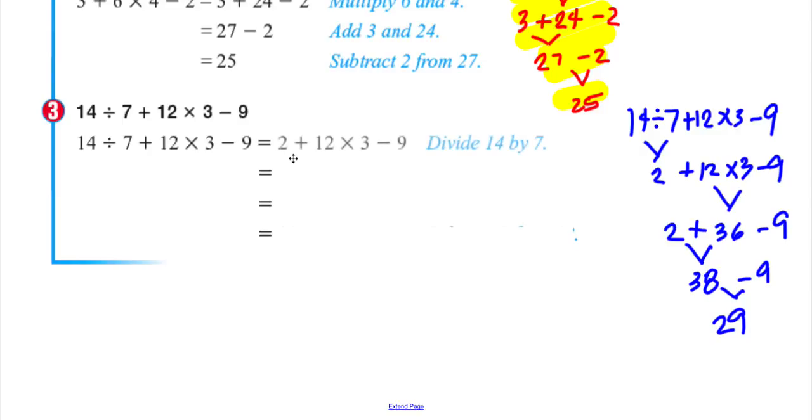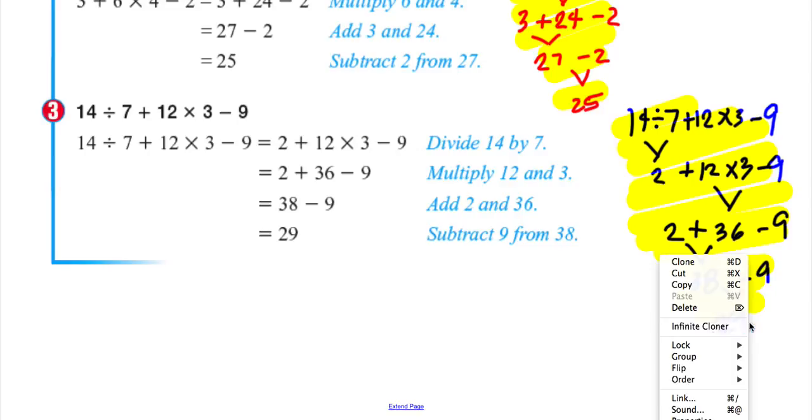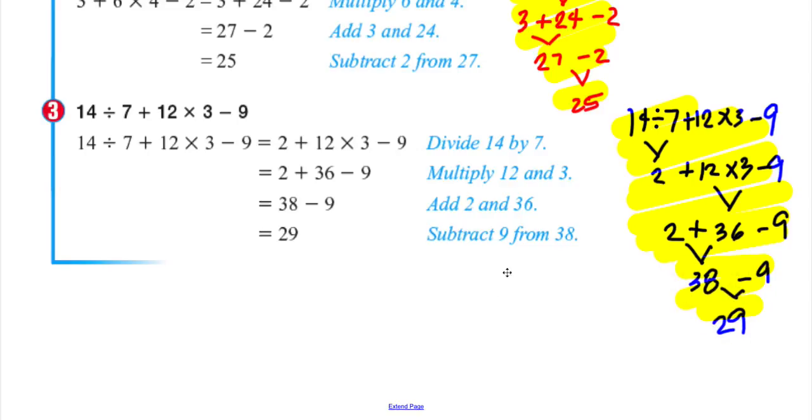Let's take a look at how this works too. 14 divided by 7 and you end up with 2. That's how you got 2. Plus 12 times 3 minus 9, and then you multiply 12 times 3, which will give you 36. Add 2 and 36, subtract 9, and you end up with 29. This will give you a better idea of how the steps are done. I want the arrows in your notebooks.